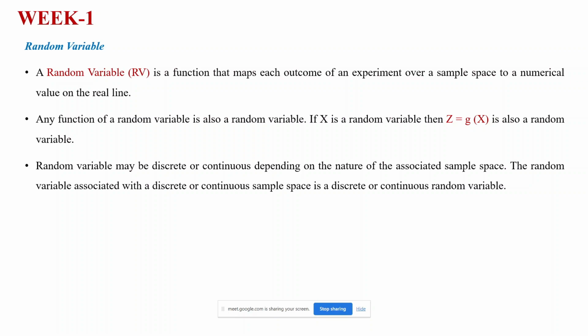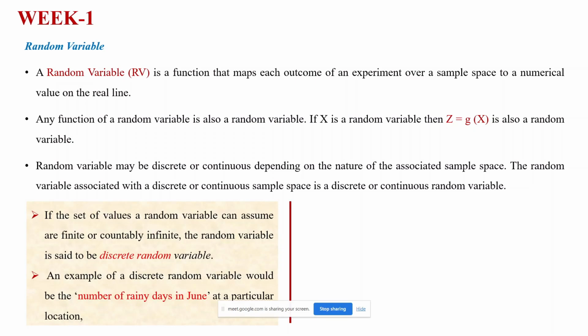Suppose the value of rainfall or runoff is a random variable, and the values that rainfall can take are continuous in nature. It can be 11.1, it can be 11.12, like that. So that is a continuous sample space, and a random variable associated with a discrete sample space is called a discrete random variable.